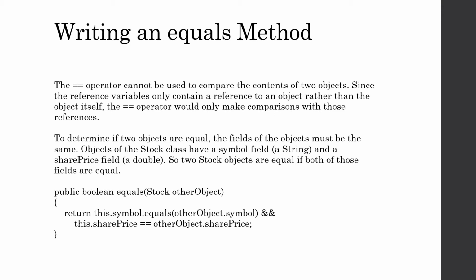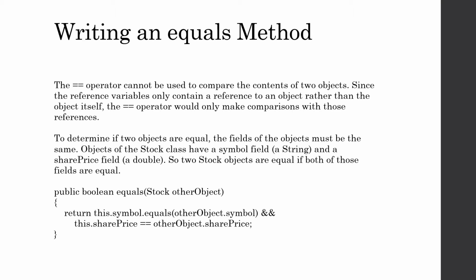So to determine if two objects are equal, meaning that the contents of those two objects are equivalent to each other, the fields of the objects must be the same. So objects of, let's say, the stock class, for example, will have a symbol field, which is a string, and a share price, which is going to be a double. So two stock objects are equal if both of those fields are equal.